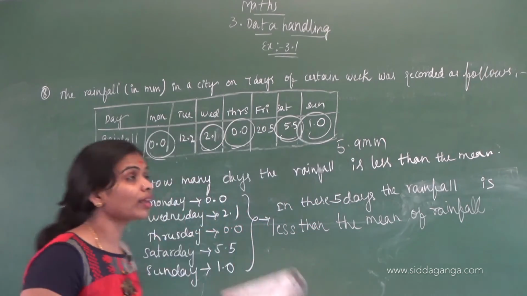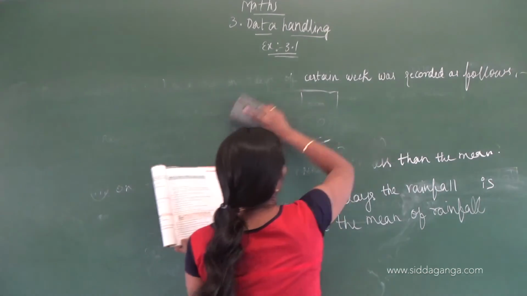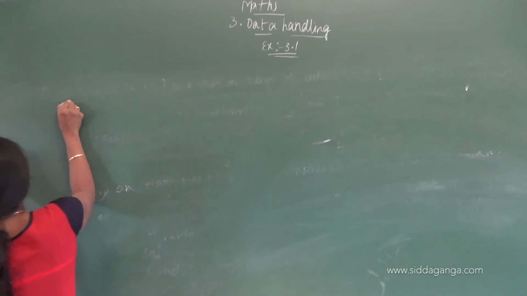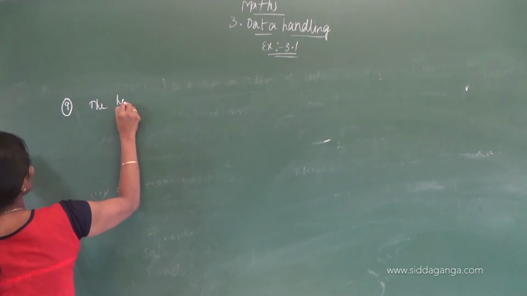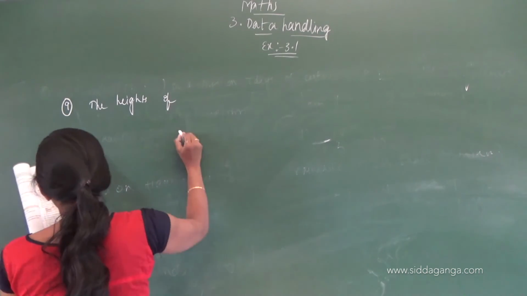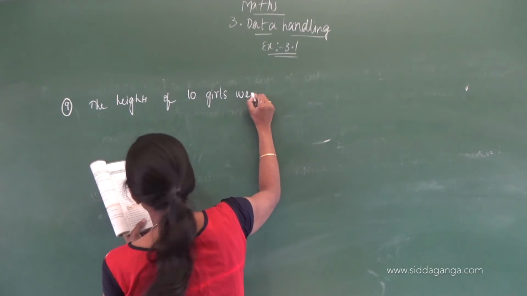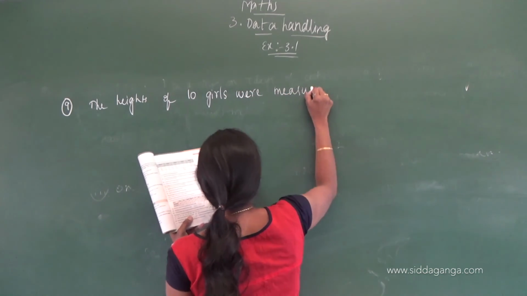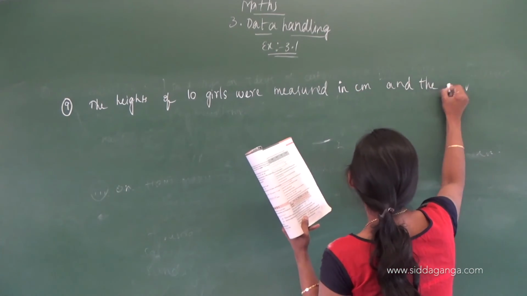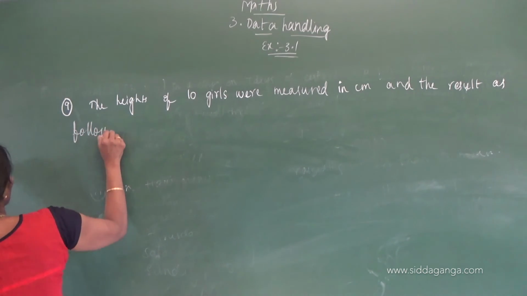Okay children, next move on to the next question, 9th question. Ninth question: the heights of ten girls were measured in centimeters, and the result is as follows.